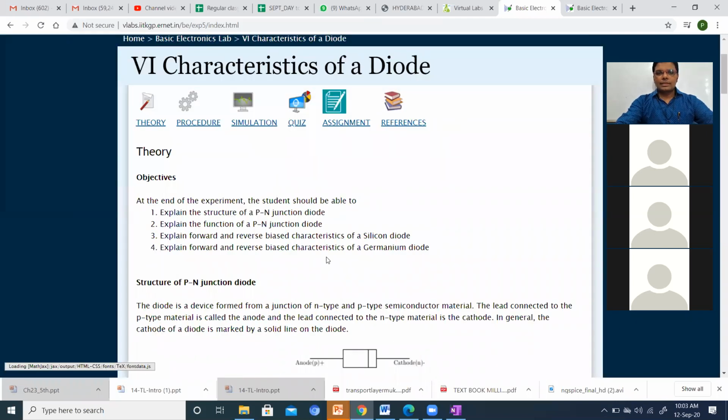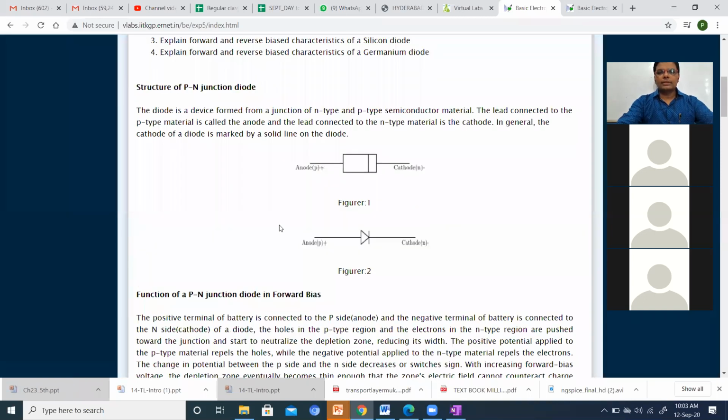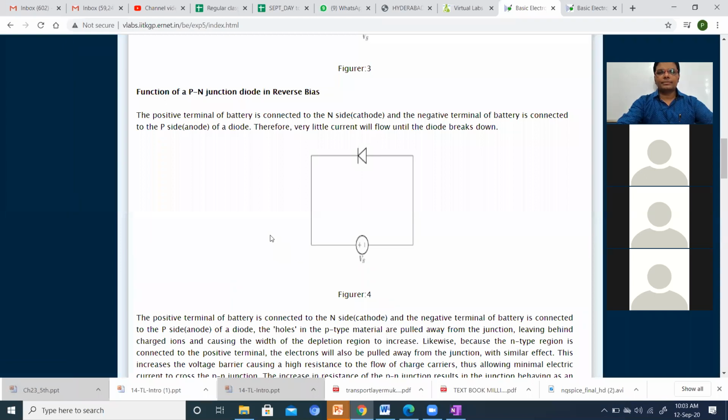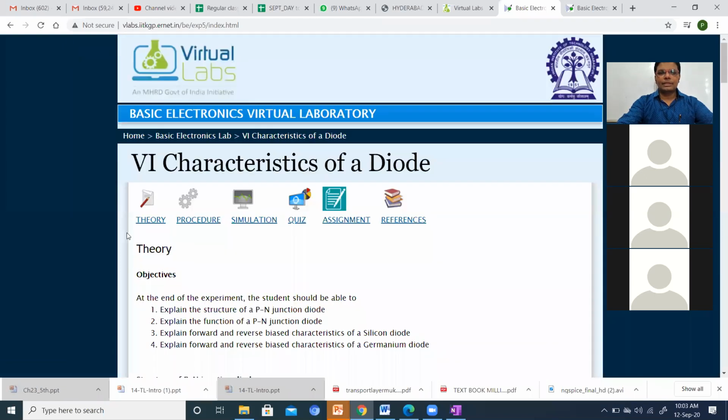Here for VI characteristics, what is the aim? Objective. Here they give the objective or aim. Next, the theory part. That is theory. Coming to the procedure, they have given the procedure also. I already gave the procedure, so no need to repeat it.